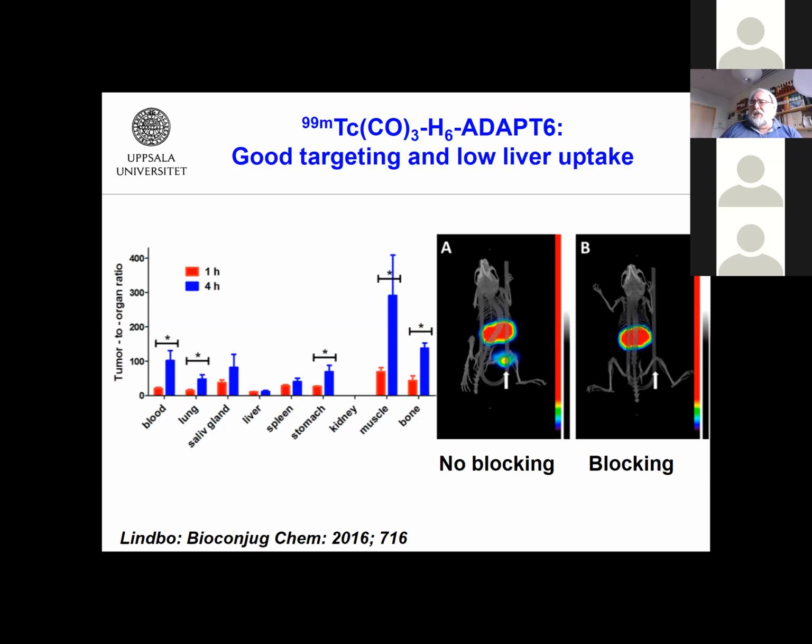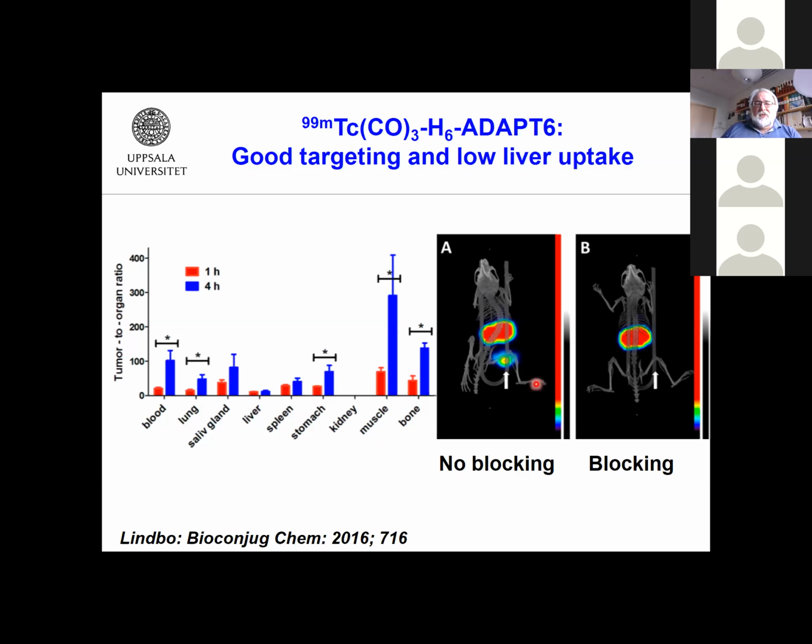We earlier found for affibody molecules that HHH tag is better than hexahistidine tag, but that was not the case for ADAPTs. But on the opposite, when we have a 3-carbonyl label and hexahistidine tag, we had tumor to blood ratio of 100 4 hours after injection, and very, very decent tumor to organ ratio to majority of organs, except from kidney.